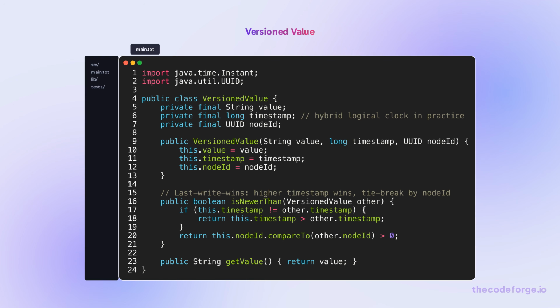Here's a versioned value class for last write wins. The isNewerThan method compares timestamps with node ID as tiebreaker. Don't rely on wall clocks, use hybrid logical clocks that combine physical time with a logical counter.